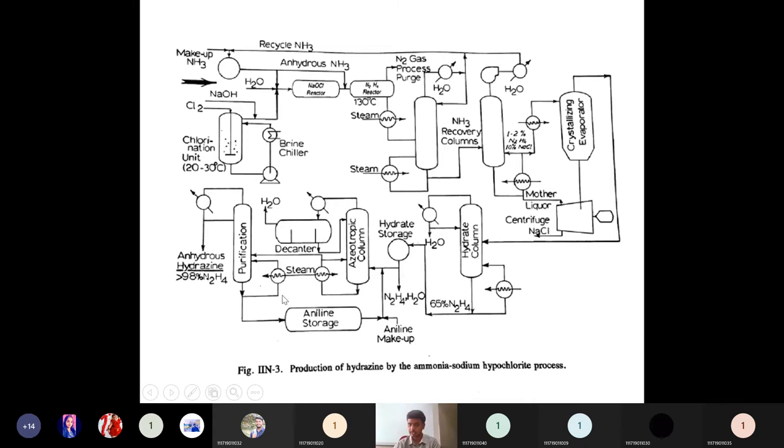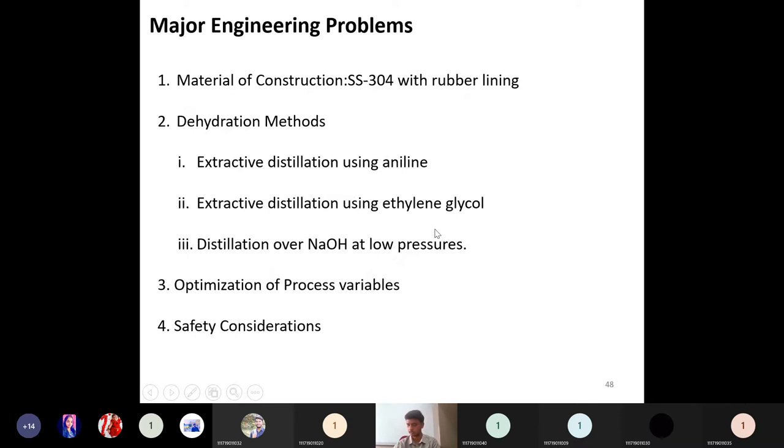In the flow sheet, they have shown only this extractive distillation using aniline. Alternatively, we can also use these two other methods. But the first alternative will cost very much: operating cost will be very high because heat and glycol recovery or glycol losses will be very high. In the second alternative, maintaining subatmospheric or low pressure, NaOH caustic dehydration will be there, which is very dangerous and will cause air leakage into the reactor. When it reacts with air, it can cause an explosion. Because of this, these two methods are not much feasible, whereas this aniline method is feasible.